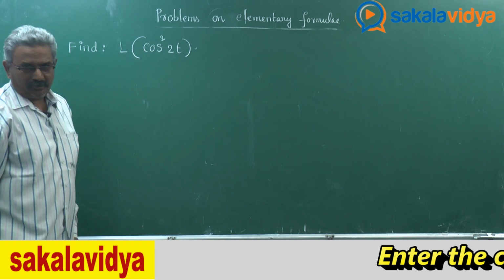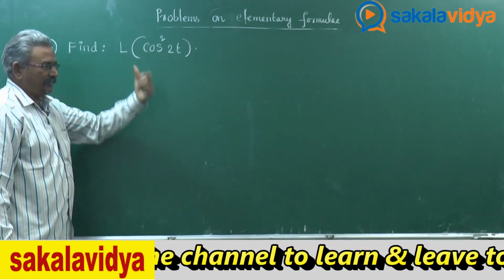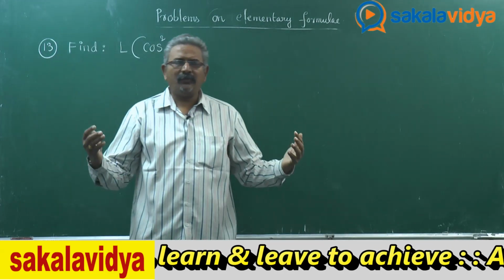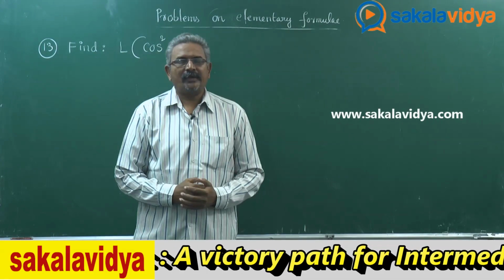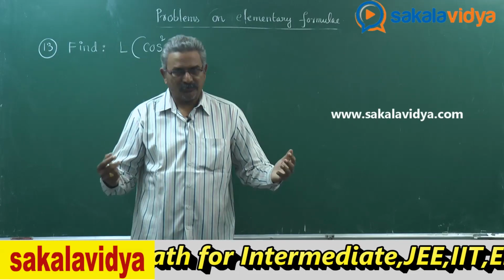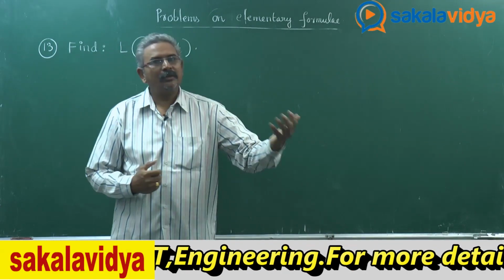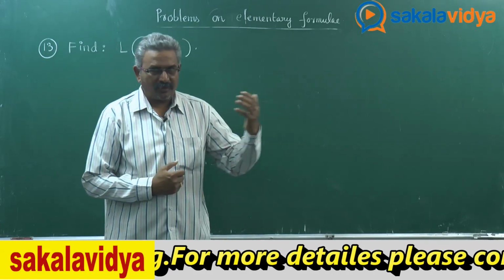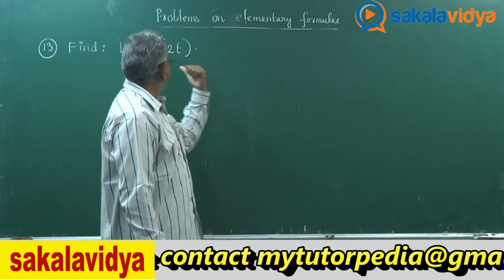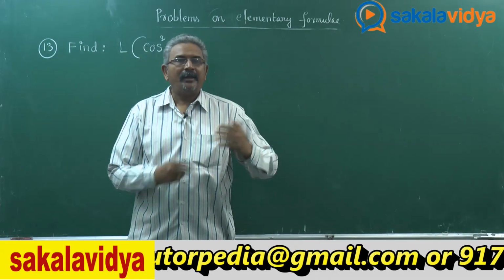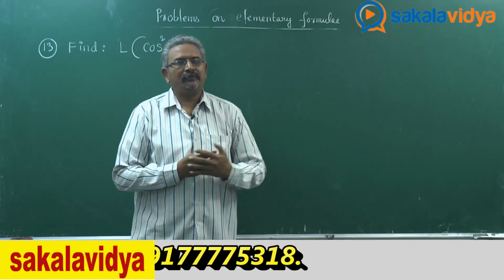Let us solve one more problem. Find the Laplace transform of cos square 2t. Do we have any formula to solve this directly, as in the Laplace transform of cos square theta? No, we don't have. Unless it is expressed in terms of the known formulae, that means in terms of cos theta. Here we have cos square 2t, that's why it should be expressed in terms of cos of multiple angles, in terms of t.